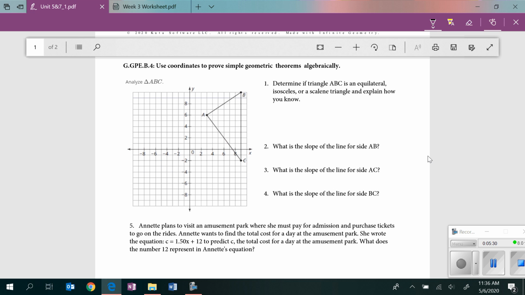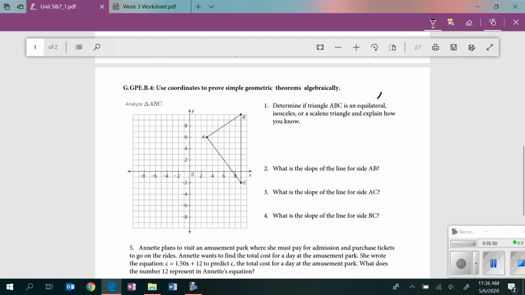Moving on to some of this new stuff, it says using coordinates to prove simple geometric theorems algebraically. So we're looking at this triangle right here, ABC, in our coordinate plane. It says determine if the triangle ABC is equilateral, isosceles, or scalene. So remember, equilateral means it has all equal sides. Isosceles triangle, and I'm going to draw it out, means that it has two equal sides.